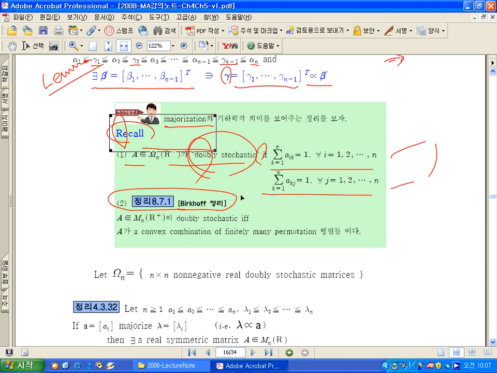And we can recall Birkhoff's theorem, which says that a non-negative matrix A is doubly stochastic if and only if that matrix A is a convex combination of finitely many permutation matrices. A doubly stochastic matrix is a convex combination of finitely many permutation matrices. This was proved by Birkhoff.